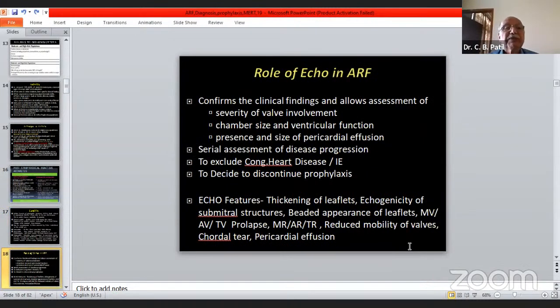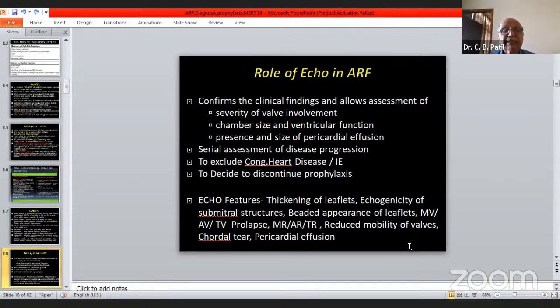The role of echo is very important. It confirms the clinical findings and allows assessment of severity of valve involvement, chamber size and ventricular function, and presence and size of pericardial effusion. Serial assessment of disease progression can be done, to exclude, of course, congenital heart disease and infective endocarditis, and to decide when to discontinue prophylaxis.